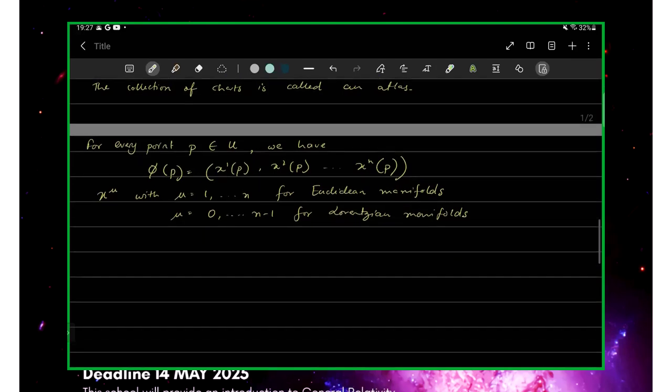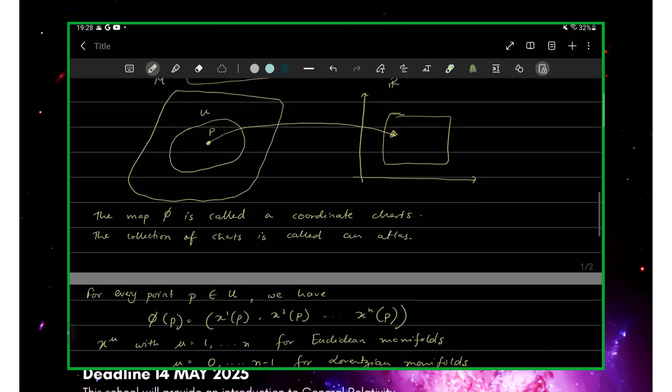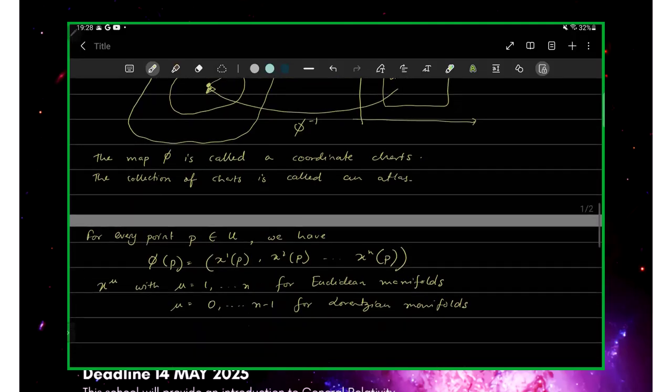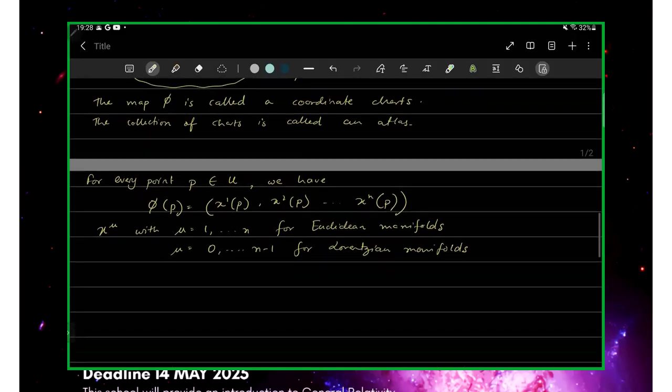Now, another key point to mention over here is that we will always assume that the map is invertible, which means that an inverse map exists and should give you the point P on M. That means that if this map is phi, then an inverse map should exist where it takes the point on Rn and maps it to the point P on M. Okay, so this is the inverse map.